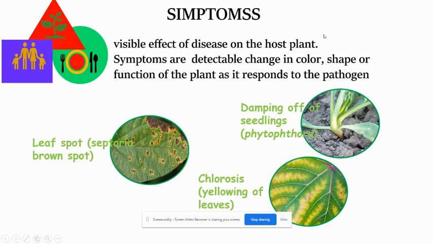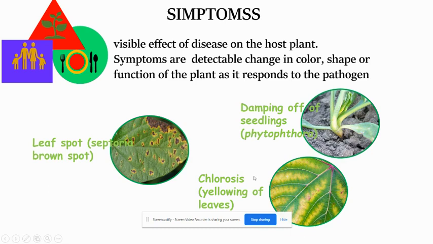On the other hand, symptoms are the visible effects of disease on the host plant. Symptoms are detectable changes, and these changes can be in the form of color, shape, or function of the plant as it responds to the pathogen. Here, this is one example. You can see this is the damping off of seedling, which is caused by Phytophthora. And here, this tissue, which is just above the ground level, gets damaged, and ultimately the plant dies. So this is a symptom because the changes are seen in the host tissue.